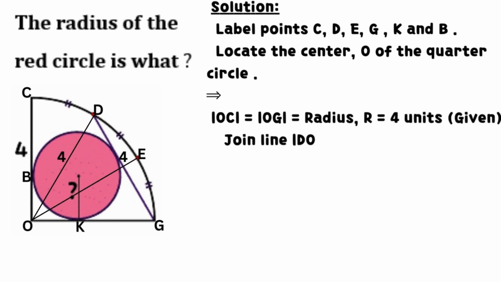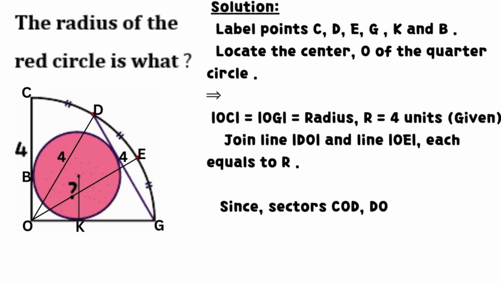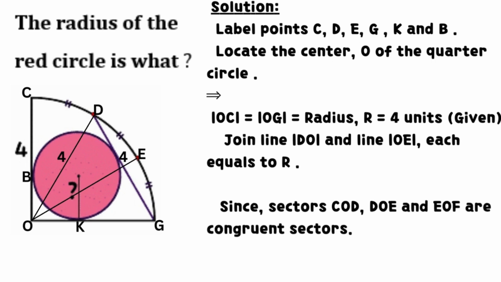It implies that line OC equals line OG, which equals the radius, are of 4 units in length. Join line DO and line OE, each equals R. Since sectors COD, DOE, and EOF are congruent sectors.